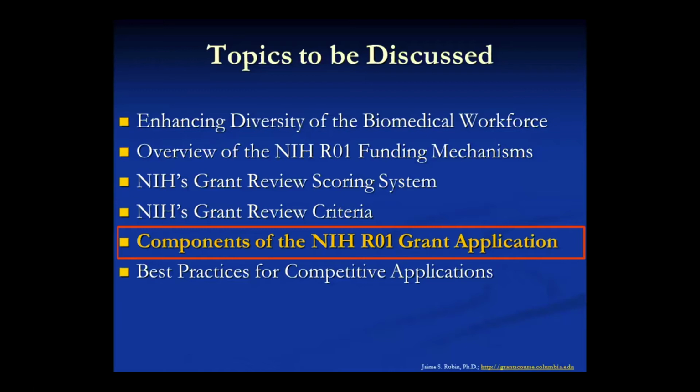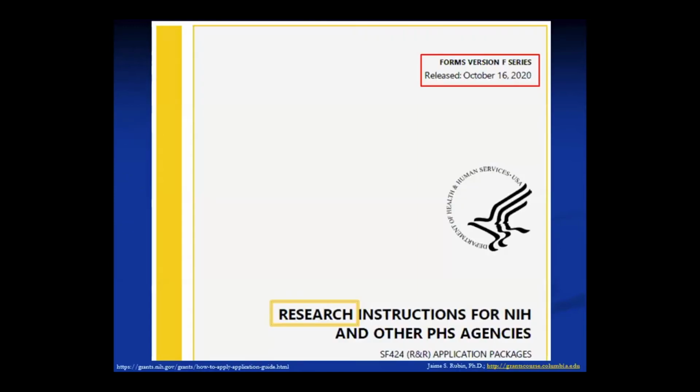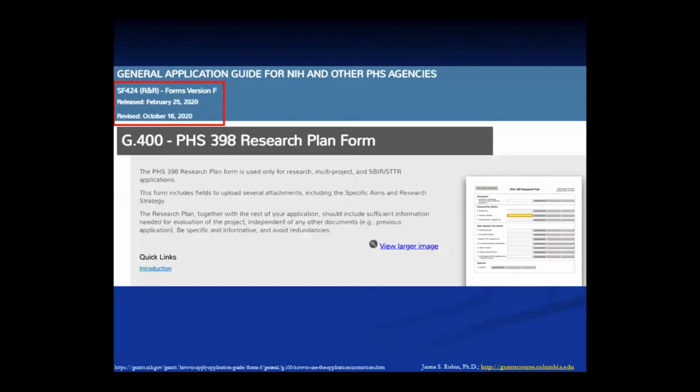So taking what we know now about the review criteria, how do we relate that to the components of the NIH R01 grant application? First of all, make sure that you're using the most current instructions. Here you can see we're in version F, though I think we might be moving to version G in the near future. Just make sure that you're using the current version. This is a PDF version. They also have an HTML version, which I like to use because it's easy to move back and forth and to search and so forth.